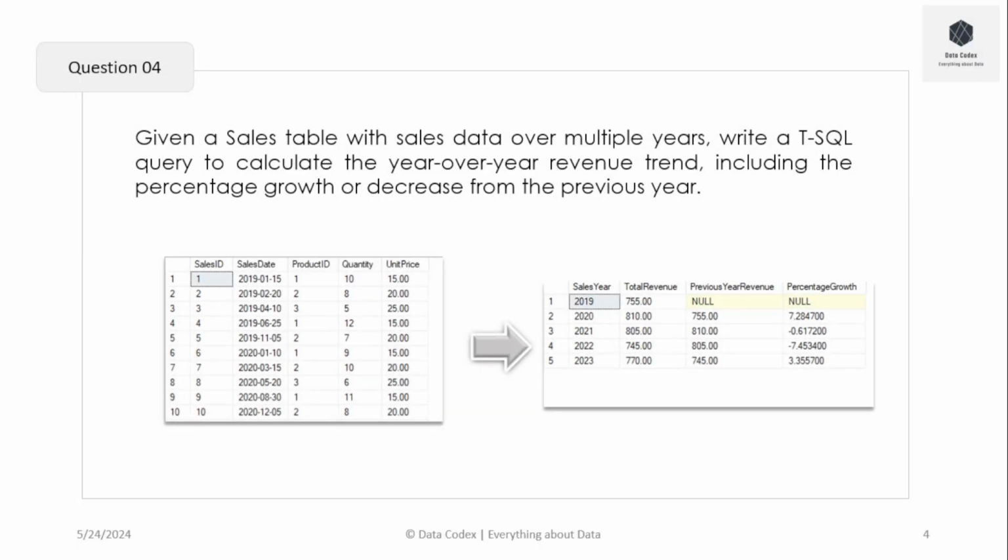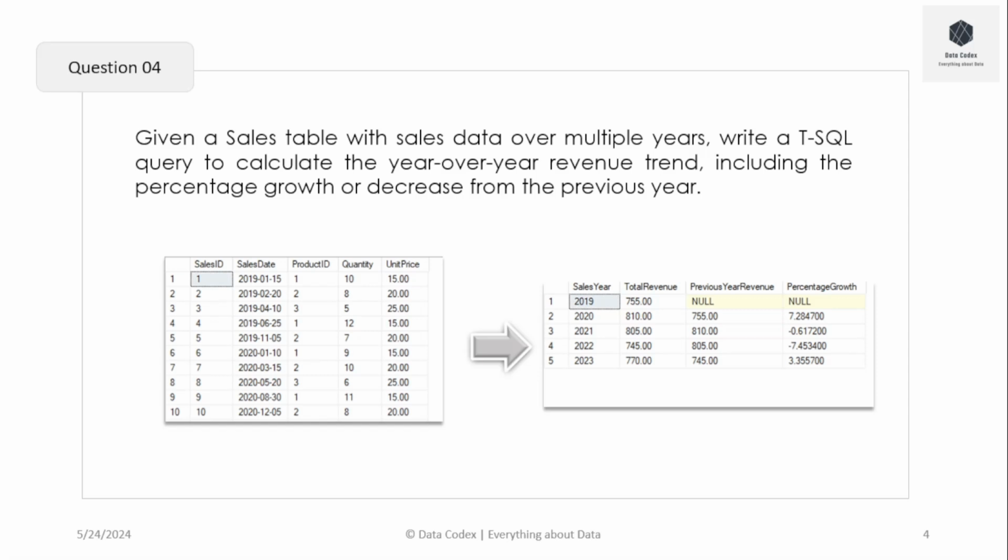So we have a sales table today. We are going to create a T-SQL query to calculate the year-on-year revenue trend based on that sales table available for us, and we need to include the percentage growth, whether it is an increased growth or a decreased growth based on the previous year. So we are going to calculate the year-on-year trend for the sales table which we have available in our on-prem SQL.